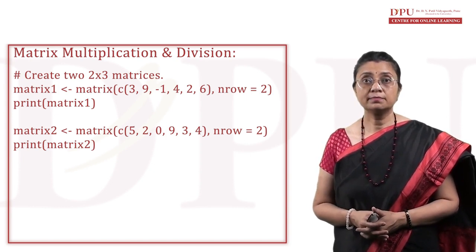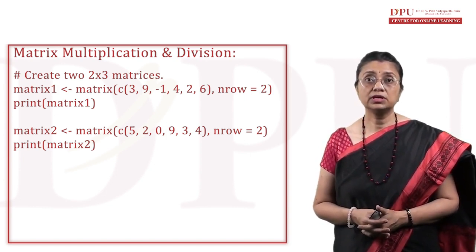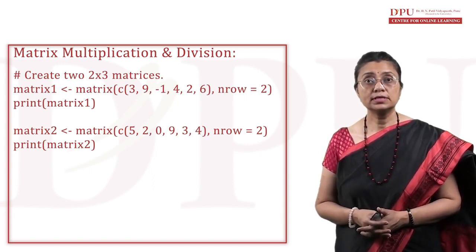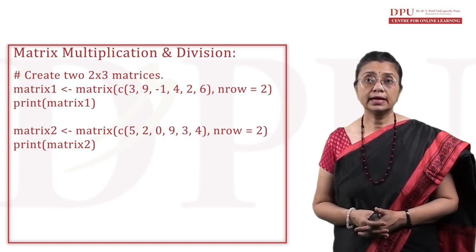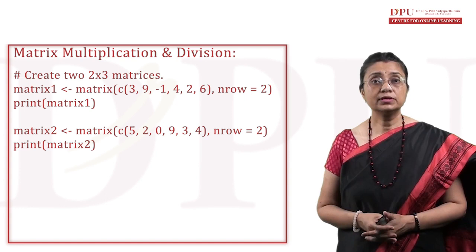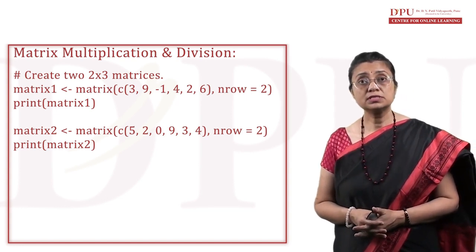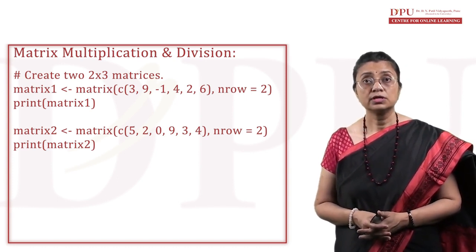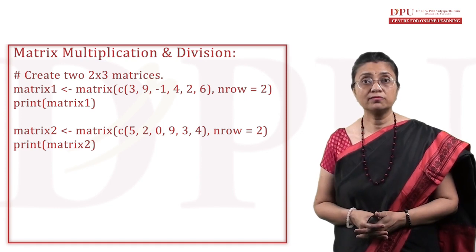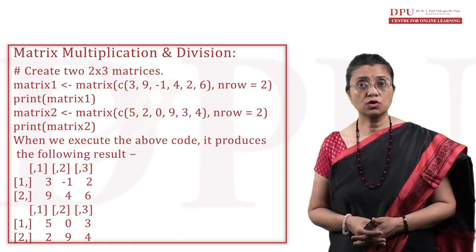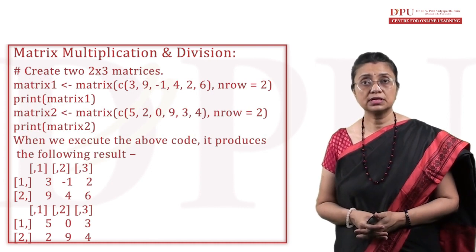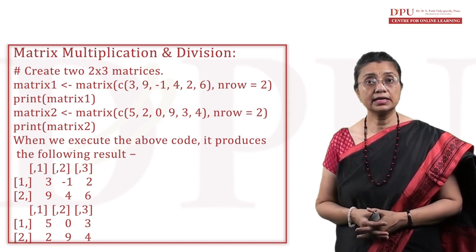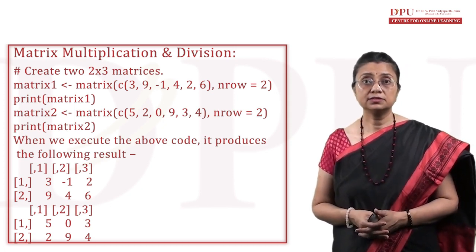So you can see over here matrix 1 has the values 3, 9, -1, 4, 2, and 6, and n rows is 2. So you can see the values over here: 3, 9, -1, 4. When by row is not true, which means the data is stored column by column, we have the values 3 and 9 in the first column of the first matrix, -1 and 4 in the second column, and 2 and 6 in the third column. And then we have the second matrix, again in the same fashion, with the data stored column by column.